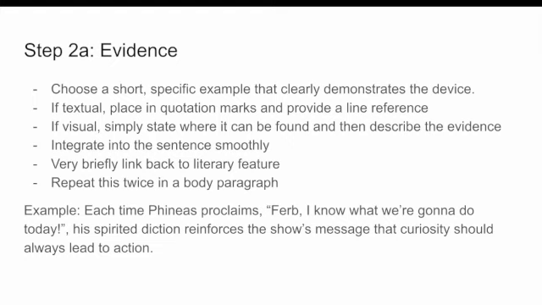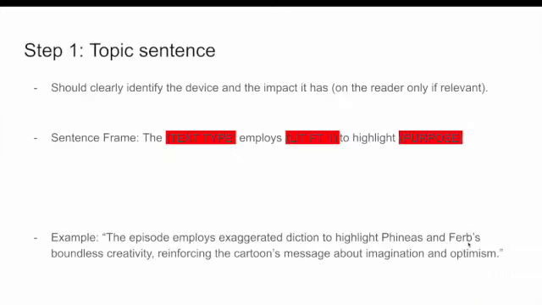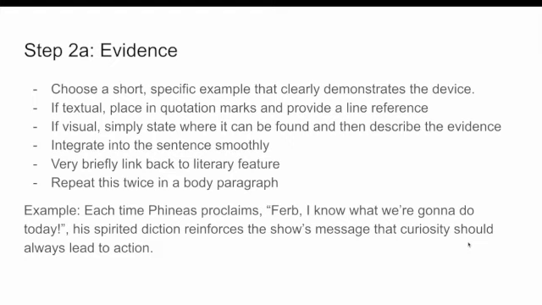If it's a visual piece, for instance, if you're saying this Perry the Platypus image here is visual evidence to show how he's sneaky or something like that, then you just say where the Perry the Platypus can be found, what he's doing, and a very, very brief overview of how that proves your literary feature. So it doesn't really fit for diction, but it could fit for something like color or facial expression. So just state where it can be found and then describe that evidence.